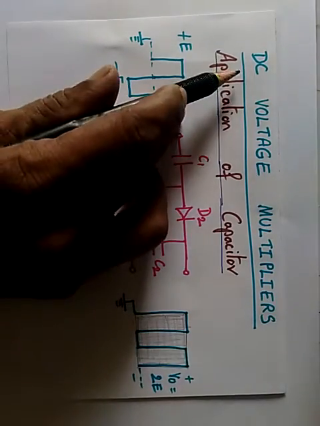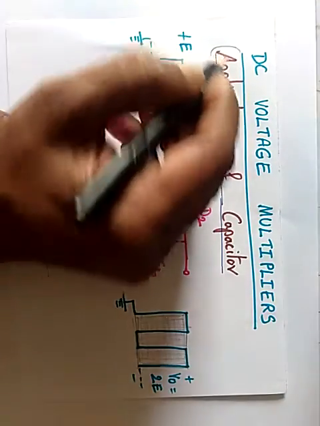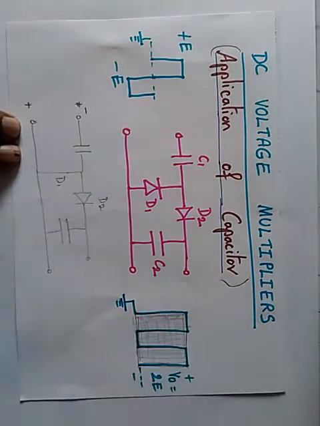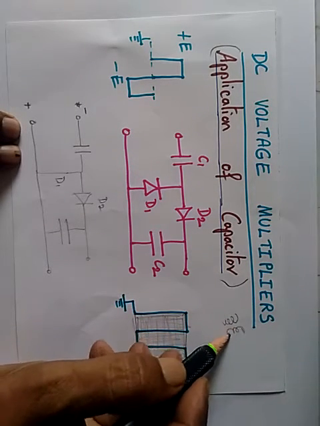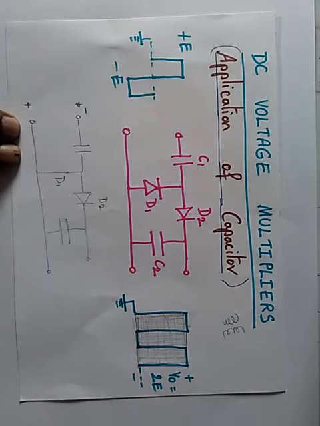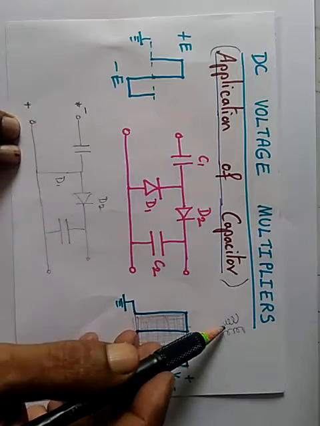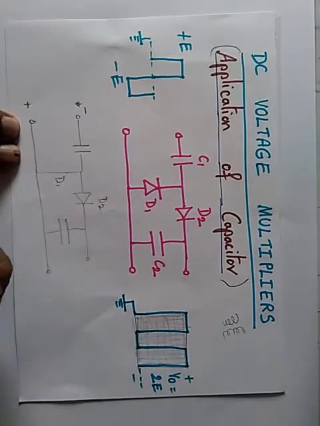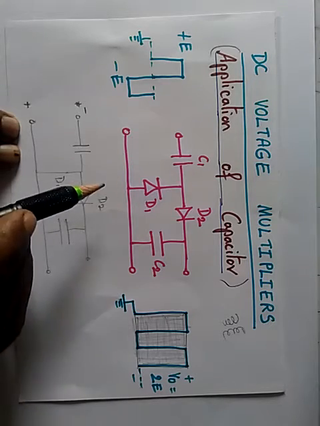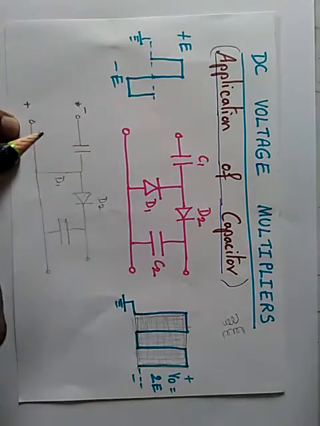So today's topic is DC voltage multipliers. This is one of the applications of capacitors. Basically, we know with the transformer we can step up or step down the voltage. Here we have to use coils, but here we can use capacitors to step up the voltage. That's the idea. So we make use of capacitors and diodes.